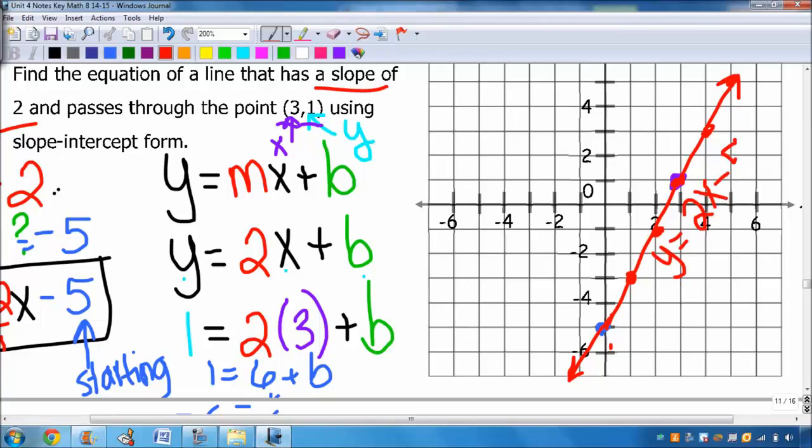So y equals 2x minus 5. Now I'm done. I know it has a slope of 2 and it goes through the point 3, comma 1. This type of a problem requires a little bit more work than the previous 3 questions that we did. All right? If you have questions, let me know.